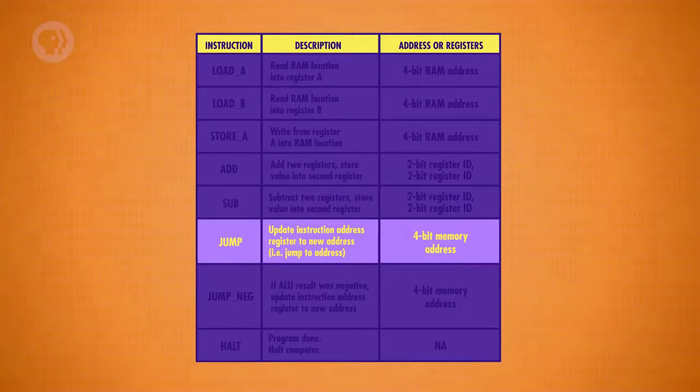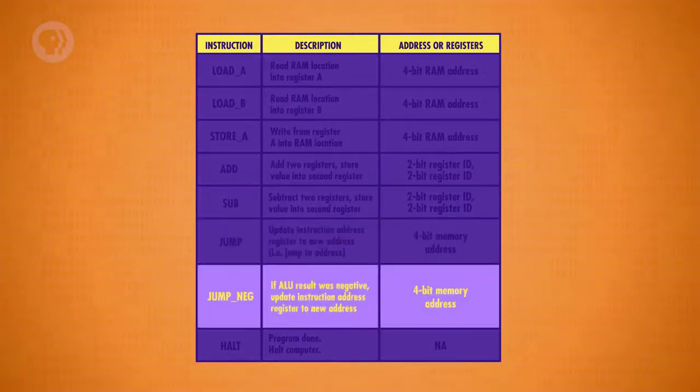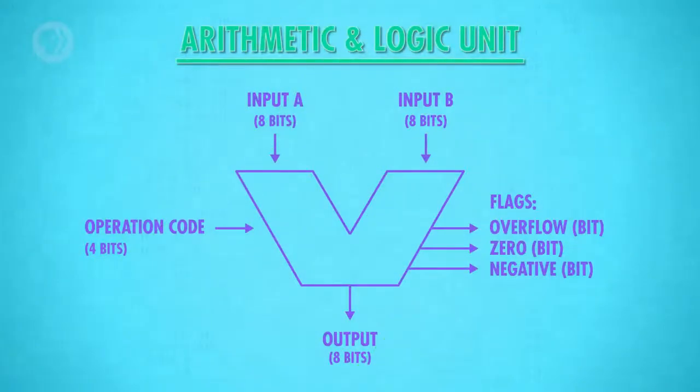We've also added a special version of jump called jump negative. This only jumps the program if the ALU's negative flag is set to true. As we talked about in episode 5, the negative flag is only set when the result of an arithmetic operation is negative. If the result was 0 or positive, the negative flag would not be set, so the jump negative wouldn't jump anywhere, and the CPU will just continue on to the next instruction.